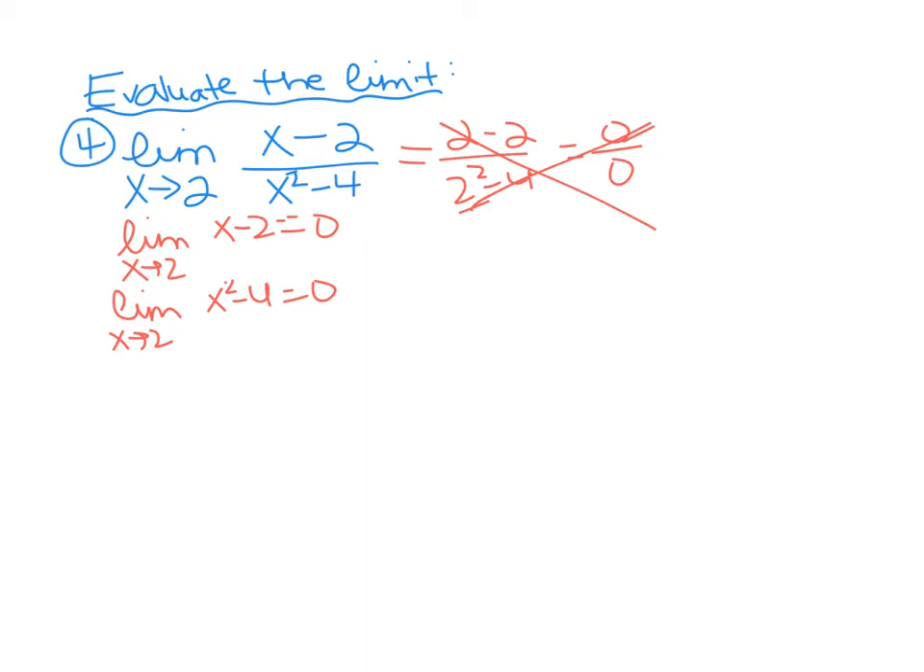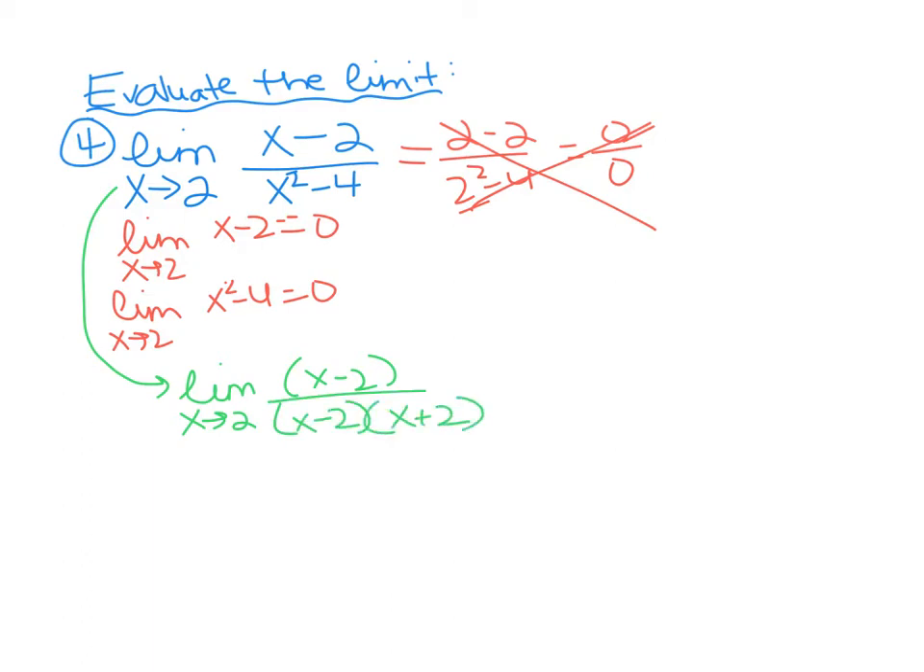So for this example, we do have an indeterminate form. So rather than just saying it doesn't exist, because it actually does exist, we're going to use another method. If you notice on this one, you might recognize that this graph actually has a hole. We can find that it has a hole by factoring.